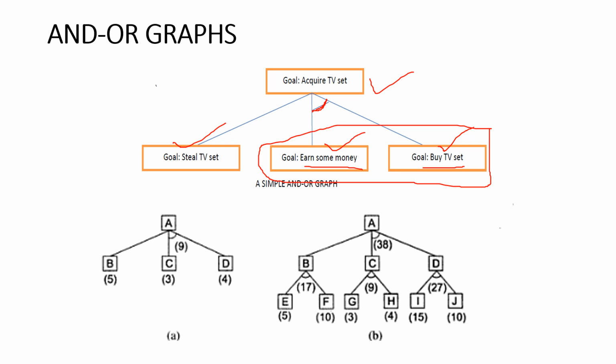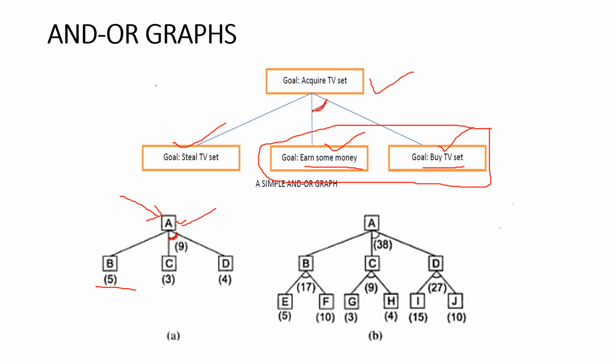For example, here A is the main problem and we are dividing it into subproblems B, C and D. Here B is an OR node, and the heuristic value is 5. When solving C, the heuristic value is 3, but it is not complete. We cannot reach the goal state because there is an AND arc. So for solving this way, we have to solve C and D. Then only we can solve A.